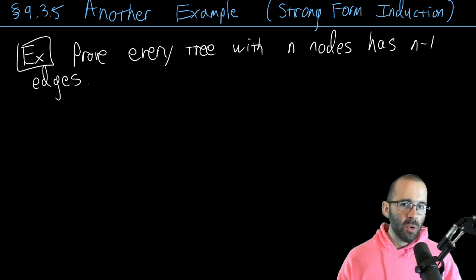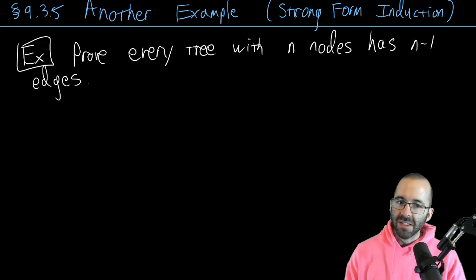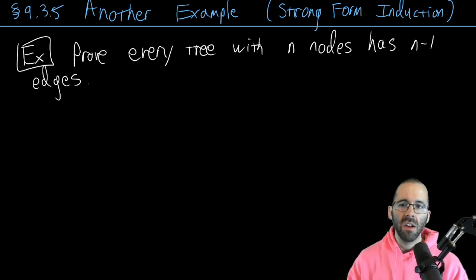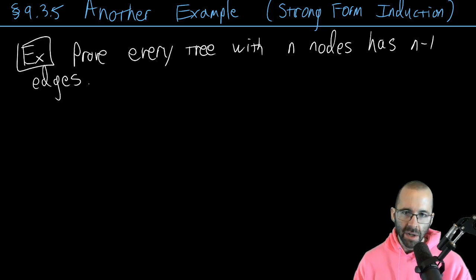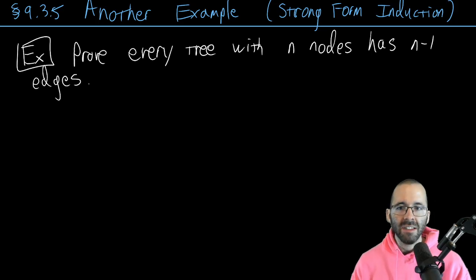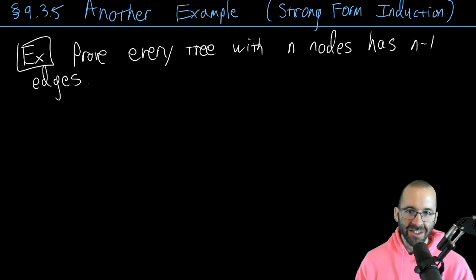Let's do another strong form induction problem. And we're going to prove something that we've already talked about in this class a few times actually, but we're going to prove the fact that every tree with n nodes has exactly n minus 1 edges. Now, this could be a free tree, it could be a rooted tree, it could be a binary tree. Who knows what kind of tree this is? I'm saying every kind of tree with n nodes has n minus 1 edges.